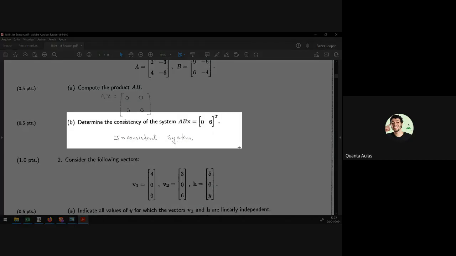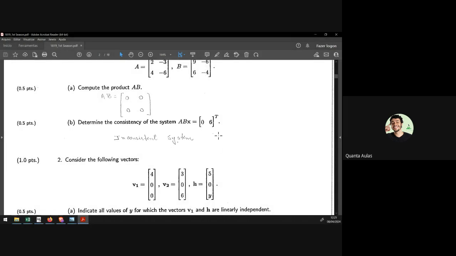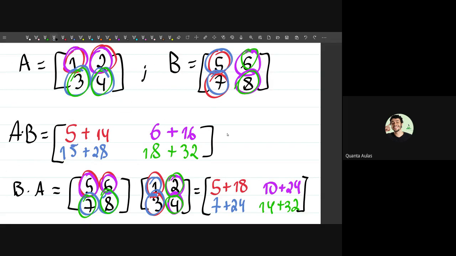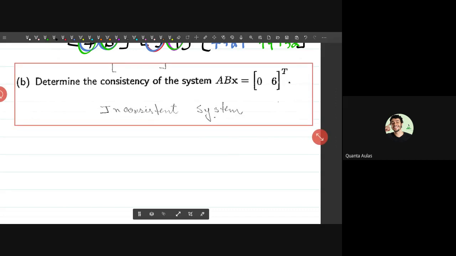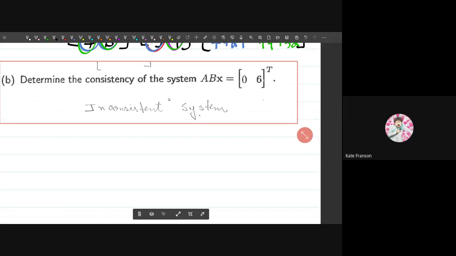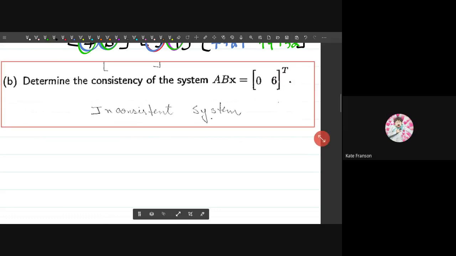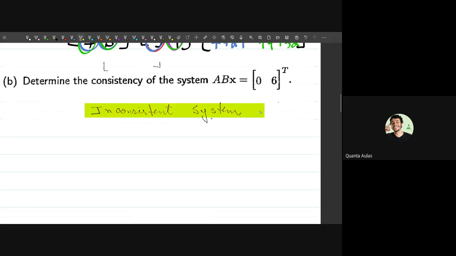Question B: determine the consistency of the system. We have an answer here: inconsistent system. Did you do this calculation? No, this is from the paper, this answer is not yours. Okay, perfect.